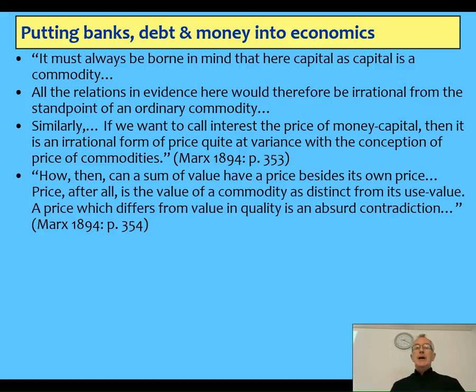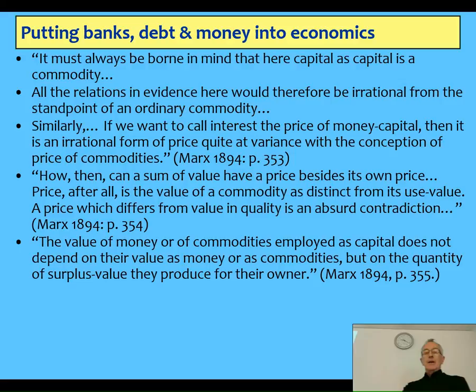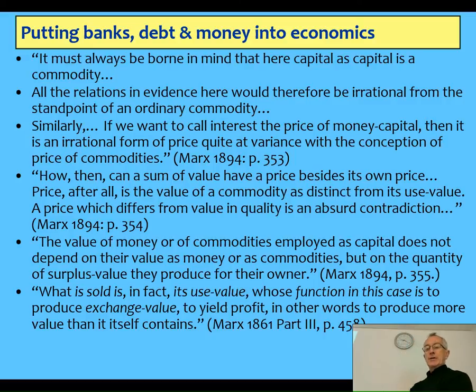And finally he says, how can a sum of value have a price beside its own price? He said, price is the value as distinct from its use value. This is that exchange value, use value conflict. A price which differs in value and quality is an absurd contradiction. But then he says, it doesn't depend on the value as money or as commodities, but the quantity of surplus value they produce for the owner. The reason you want the money is to produce more money. This is the M-C-M plus argument. And he finally says, what is sold is its use value. And its function in this case is producing exchange value to yield profit.